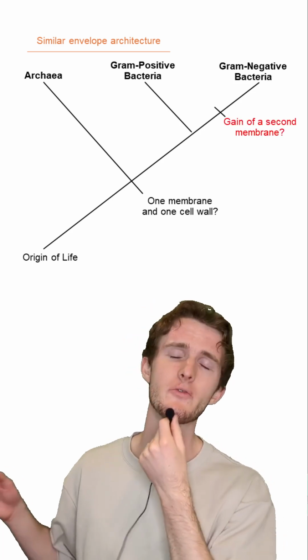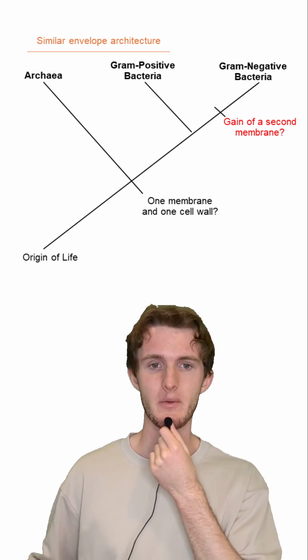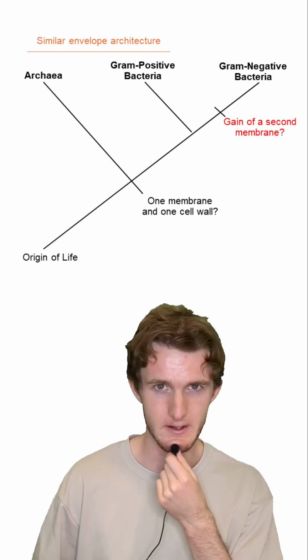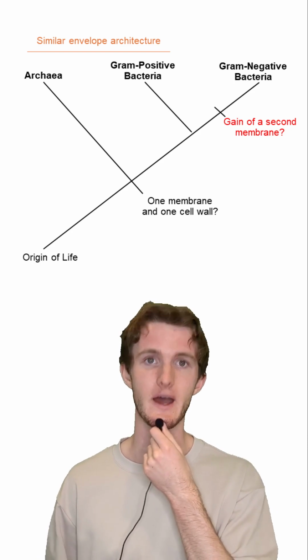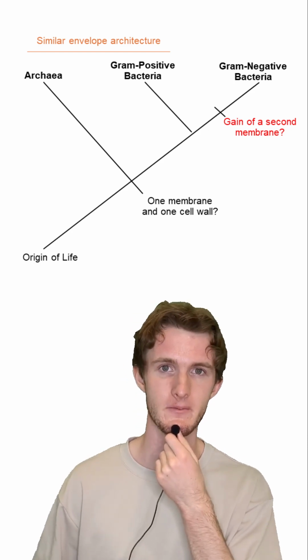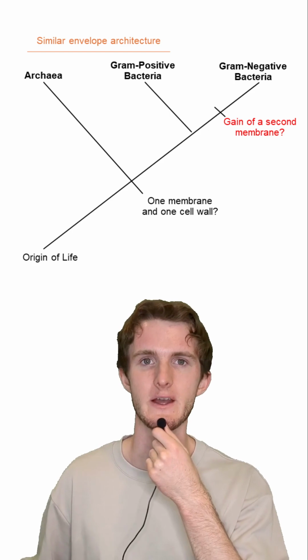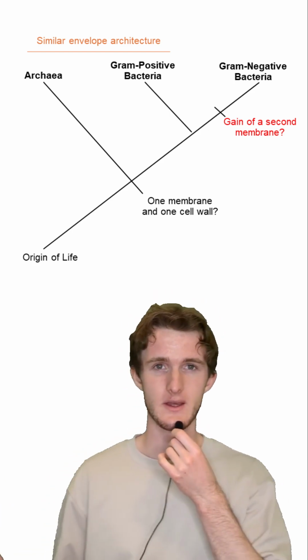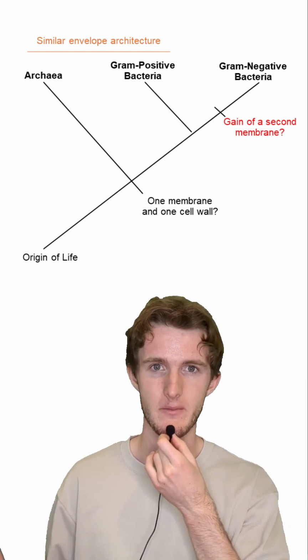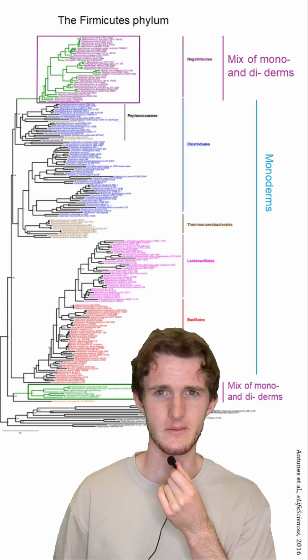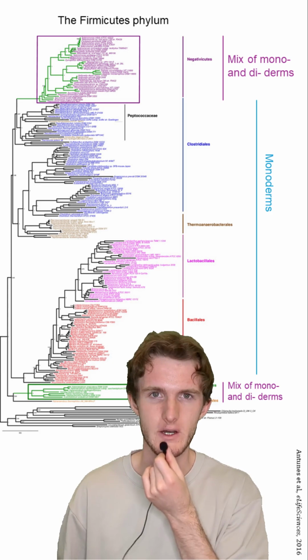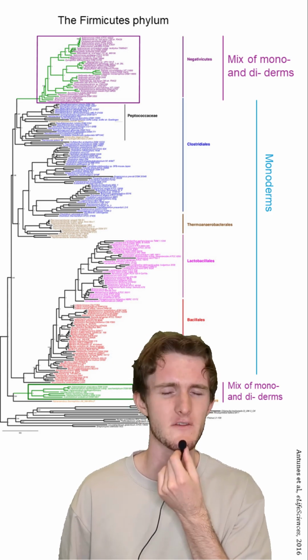And so if we go from the assumption that monoderms are the ancestral state, all of the diderm bacteria actually have similar enough envelopes to suggest that didermy arose a single time, out of the ancestral monoderm bacteria. What throws a wrench into this though, is that some of the phyla of monoderm bacteria, like the Firmicutes, also have diderm bacteria in them, and not even all of the monoderm bacteria within the Firmicutes form a monophyletic clade.